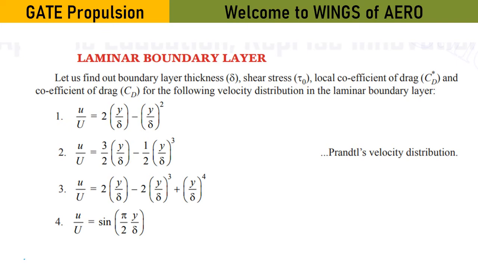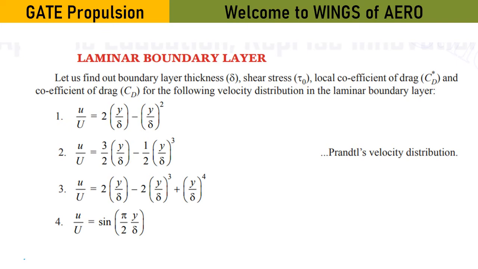We can find the shear stress distribution and the drag coefficient. Now the drag coefficient they have classified in two. One is the local one, denoted by CD star. Another one is CD, as you can see here. Two things that they have classified.